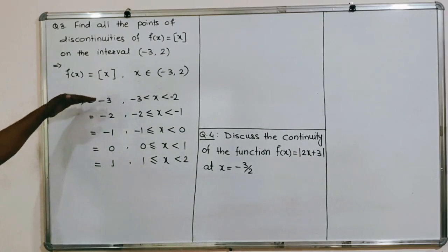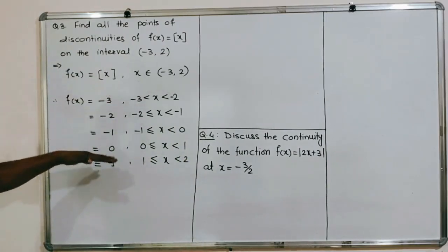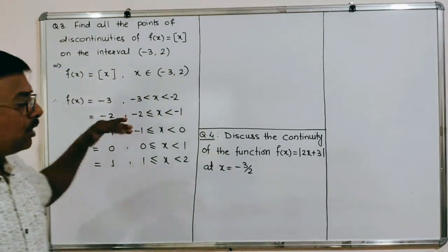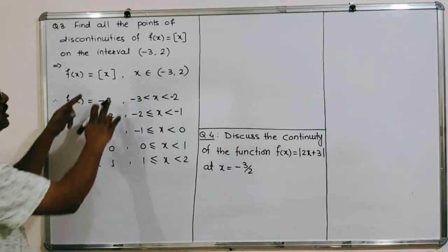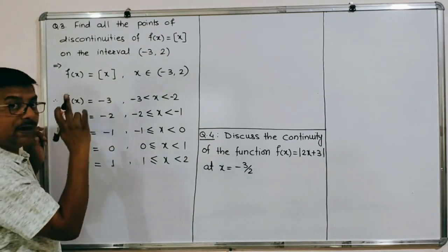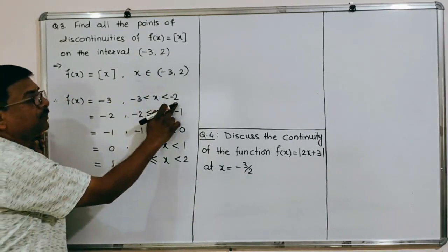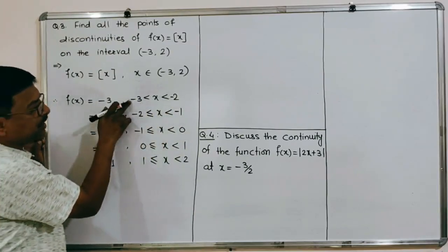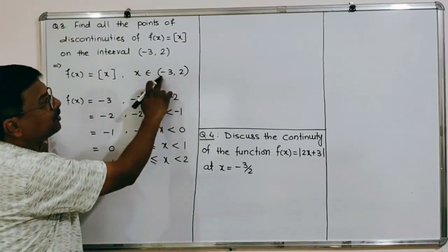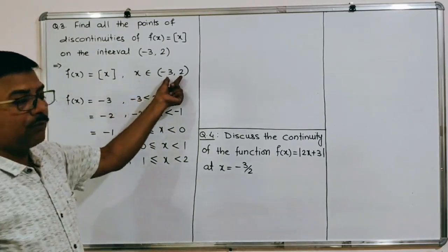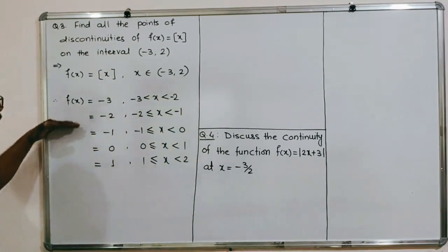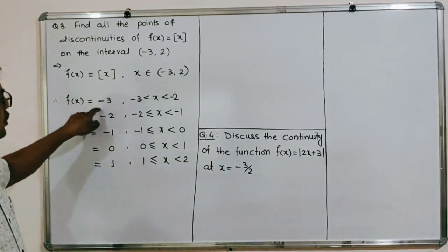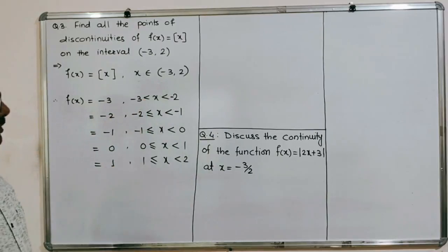This is a redefinition of the function step x for this interval -3 to 2. Observe this carefully. This step function always gives us value -3 for values between -3 and -2. -3 and 2 are not in the interval because this is an open interval. Now for every interval you can observe that this function is a constant function.